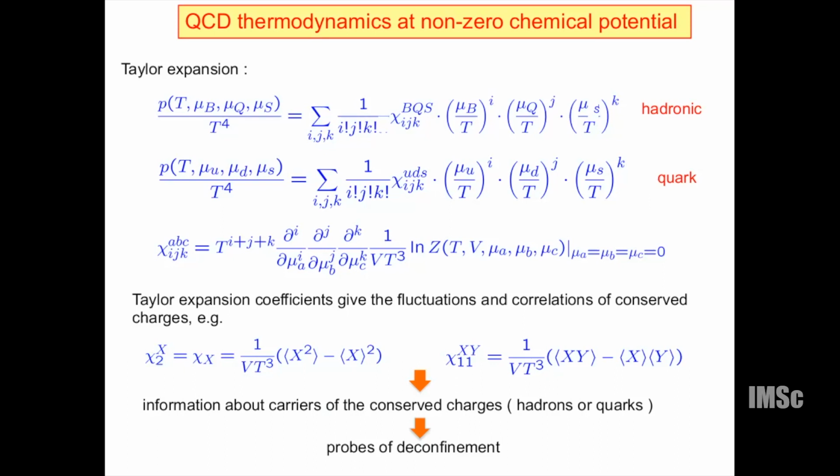So in principle, this coefficient can be calculated by Monte Carlo method because you evaluate at zero chemical potential. And this Taylor expansion coefficient, also called susceptibility or generalized susceptibility of conserved charges, is interesting because it characterizes the correlations between conserved charges x and y, or fluctuations of some conserved charge x, which could be baryon number or electric charge. Therefore, this quantity in principle carries information about the carriers of conserved charges, whether they are hadrons or quarks.